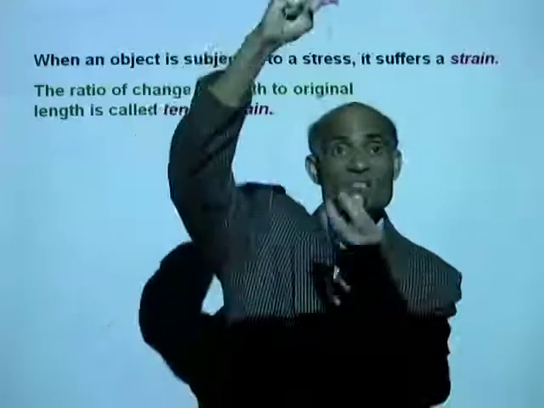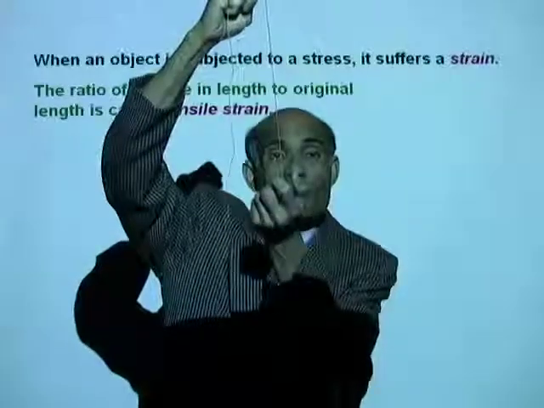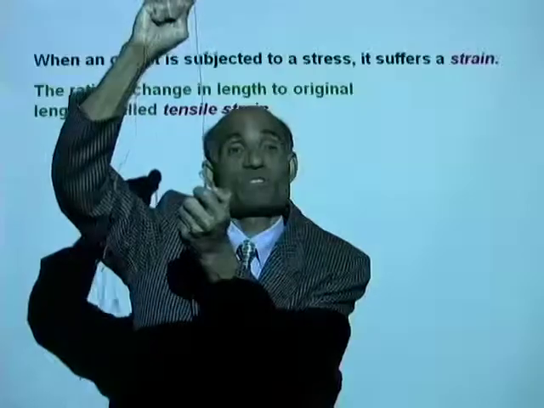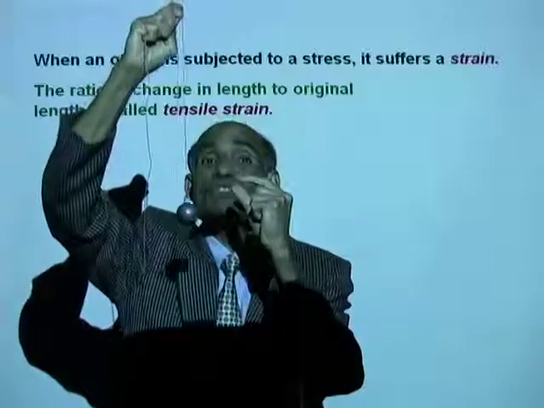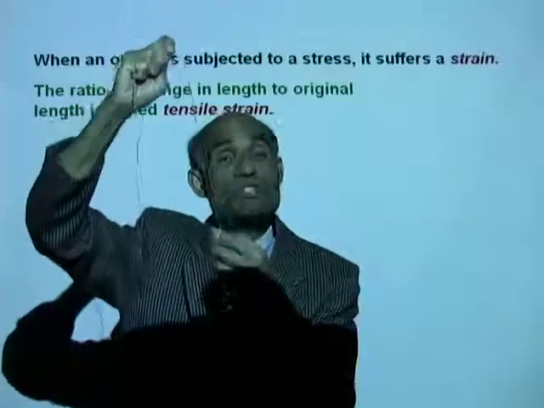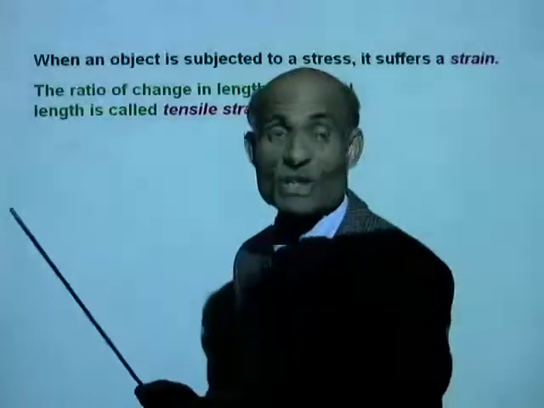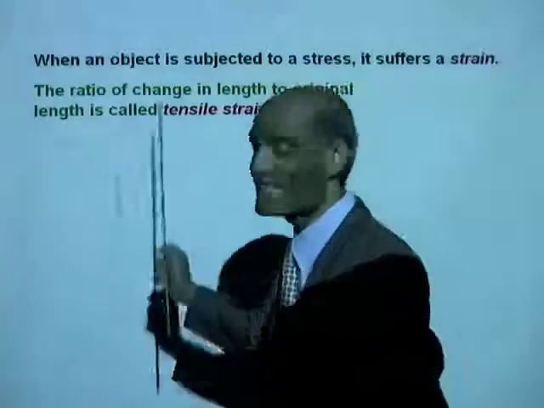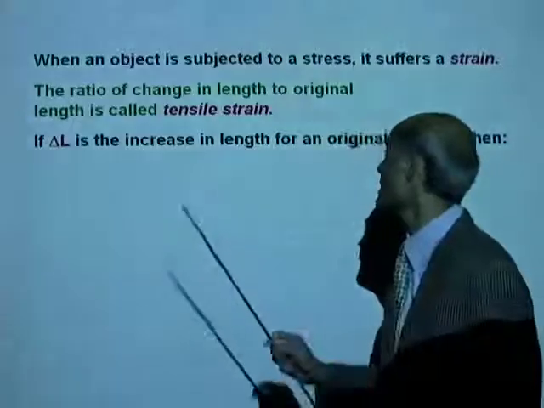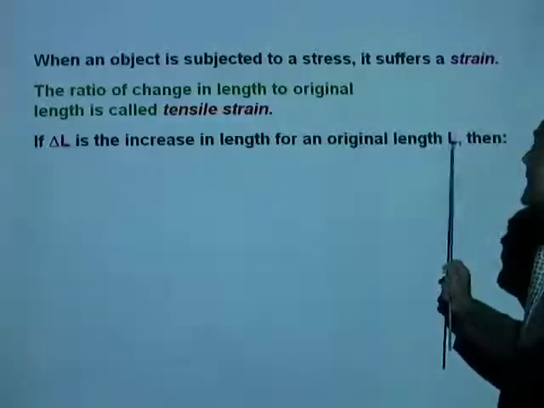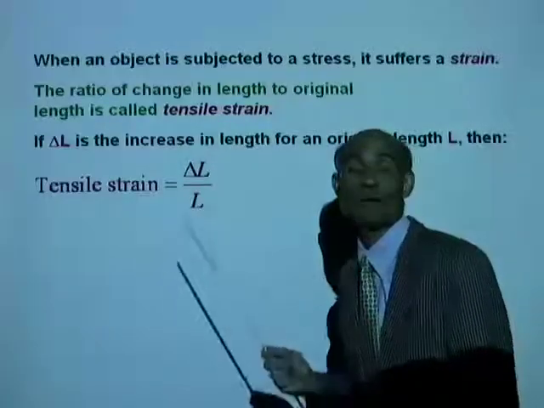So when I suspend this ball from the string, the string is subjected to a stress. As a result of the stress, the length of the string will increase slightly. If you now take the ratio of that increase in length to the original length, that ratio is called the tensile strain. So if delta L is the increase in length for an original length L, then tensile strain will be delta L over L.